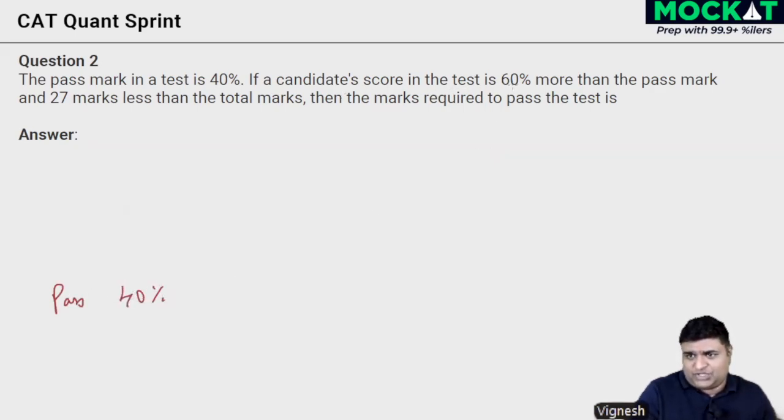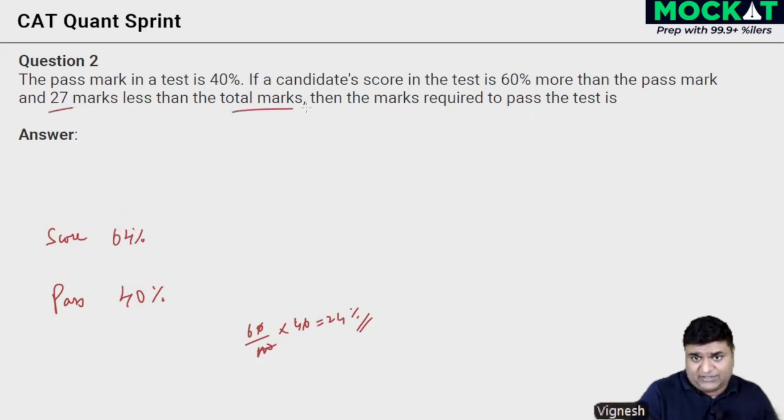Now, candidate score, right? The score of a candidate in the test is 60% more than the pass mark. This is given in percentage terms. What is 60% of 40%, right? I mean, you should be knowing at this stage, or do 60 into 100 by 100 into 40. 2 zeros knock off and you get a 24, right? Or you should know that 6 fours are 24, it comes to that. But this is going to be 60% more than this, right? 24% more than 40% is coming to 64%, okay?